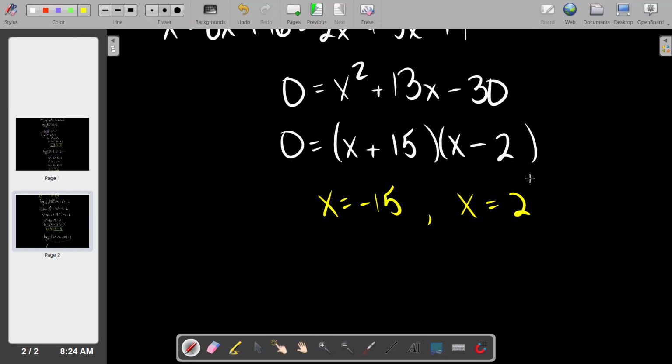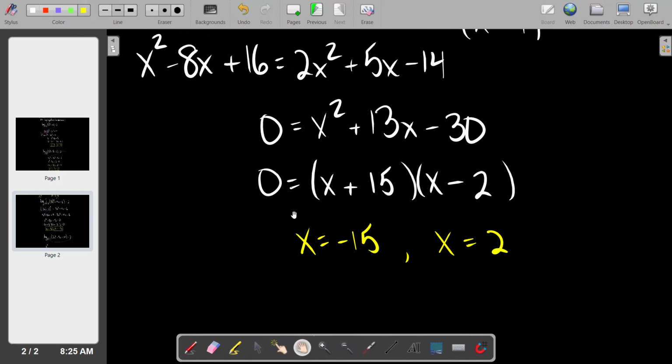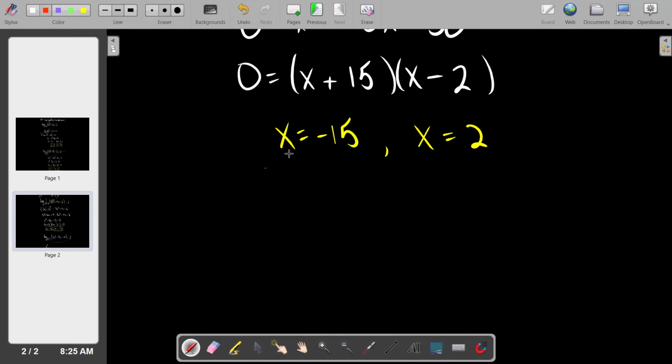So remember, they're out there naked right now because we're not committed either way. We've got to vet you, check you out, and see what you're going to do. So let's head back up and check negative 15. If you put negative 15 right there, what do you get? Negative 19. Log arguments cannot be negative, so this answer is gone.